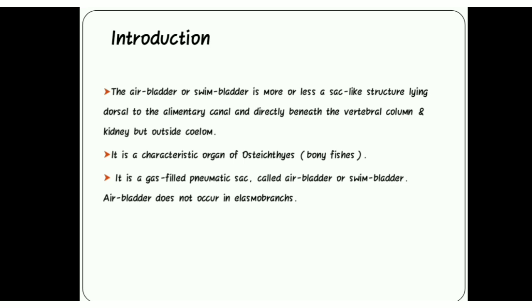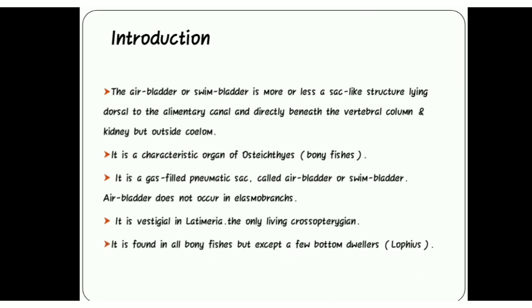Air bladder does not occur in elasmobranchs. Air bladder is a pneumatic sac-like structure. This sac is filled with air, so it is called an air bladder. It does not occur in elasmobranch fish, meaning cartilaginous fish. Cartilaginous fish do not have air bladders. It is vestigial in Latimeria, the only living crossopterygian. In Latimeria, the fish do not have a well-developed air bladder.